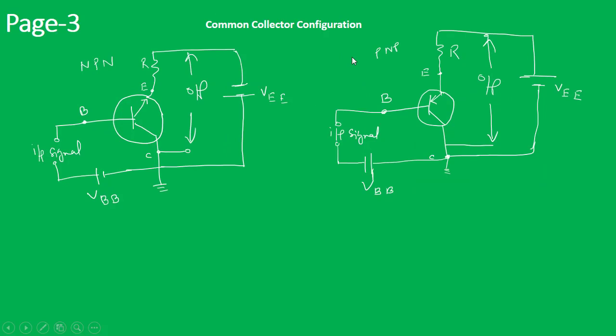Similarly, these circuits are showing the common collector configuration. So we can see the collector is common to the input section as well as to the output section. Here we are taking the output between collector and the load resistor, and load resistor is connected here at the emitter terminal. So this is for the NPN transistor and same circuit is replicated here for the PNP transistor.